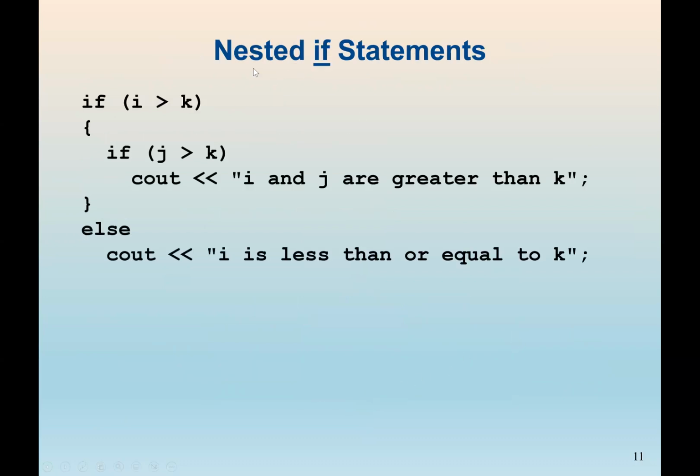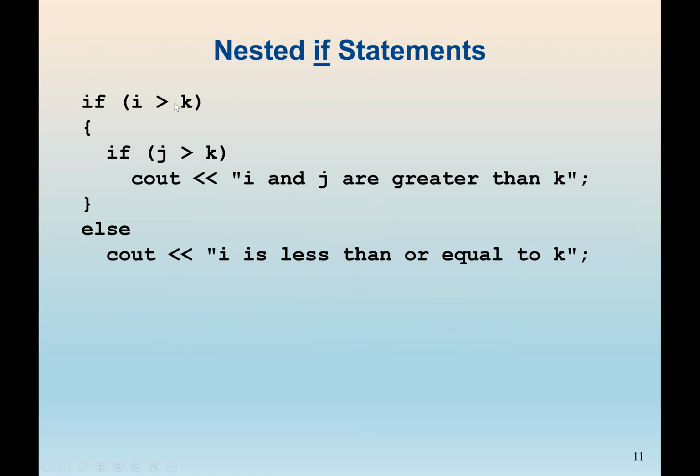Also, we have what we call the nested if statement, which means we have an if statement inside another if statement. Now, the way this works is that if i is greater than k is true, then we can go inside and check the next if statement. So if j is greater than k is true, then we are going to print the output here: i and j are greater than k.